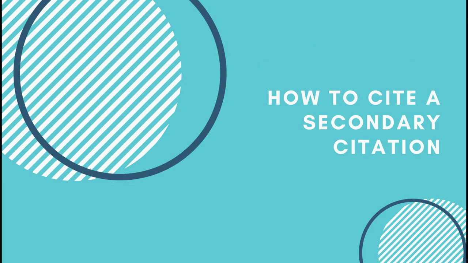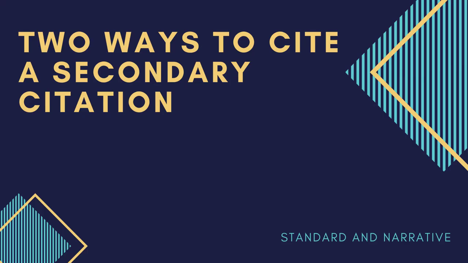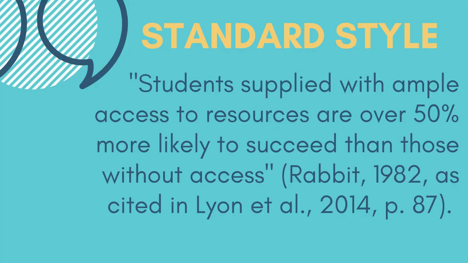How to cite a secondary citation. There are two ways to cite a secondary citation. The first way is to use a typical in-text citation. Here's an example.